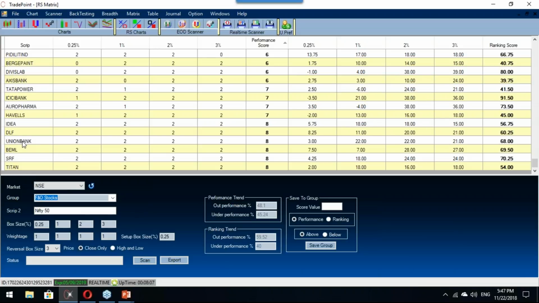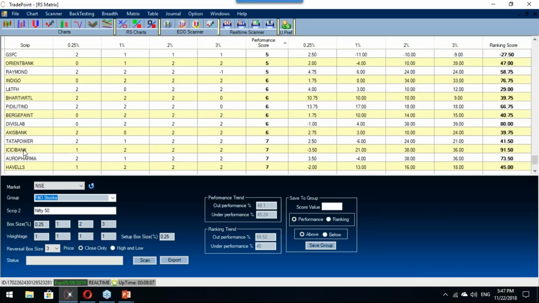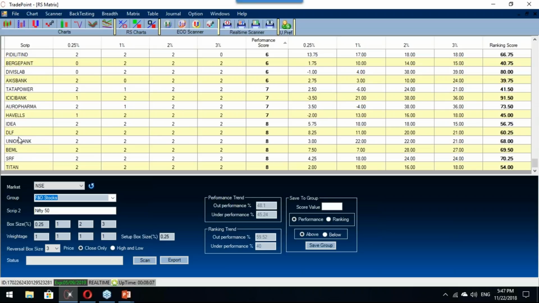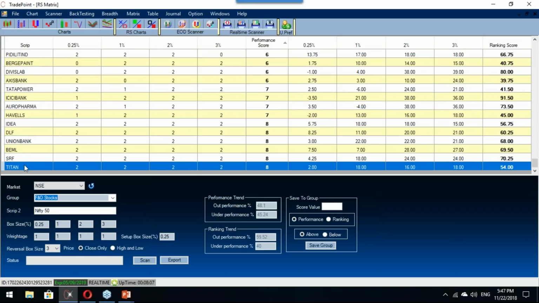If you notice, Axis Bank and Titan and others should be at the bottom of the heap, right? Somewhere over here, you must probably find Axis Bank, or that's okay. Titan is there. So Titan, SRF, BEML, Union Bank, these are the candidates that are doing better in relation to the Nifty. So if the Nifty is bullish, then you must be focusing on long opportunities in these stocks. And if the performance score is 1 or 0 in these candidates, those are the ideal candidates that you must be focusing on.